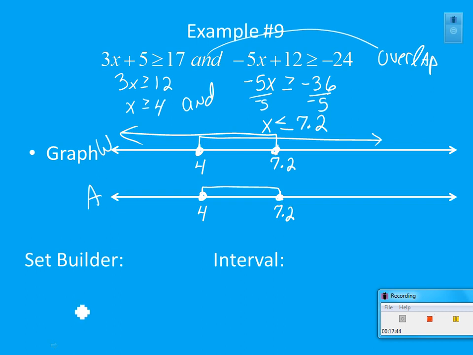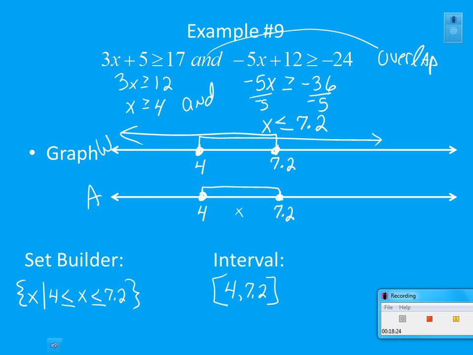In set builder notation, remember, if x is between two numbers, here's what it looks like. The set of all numbers x such that 4 is less than x is less than 7.2. And then clean it up. Closed dot, so less than or equal to, less than or equal to. In interval notation, I got 4, 7.2, closed dot, so bracket, bracket. So there's what we got so far.